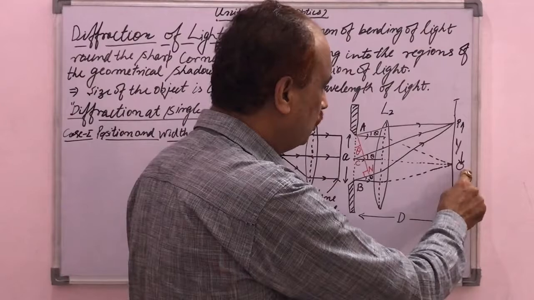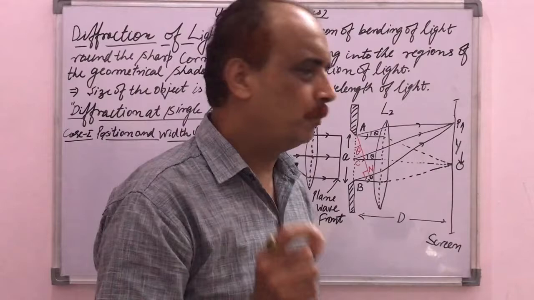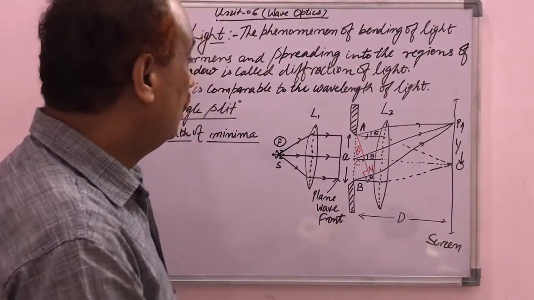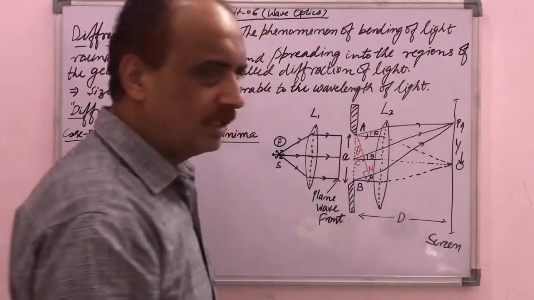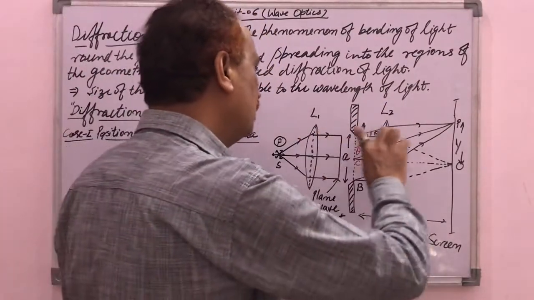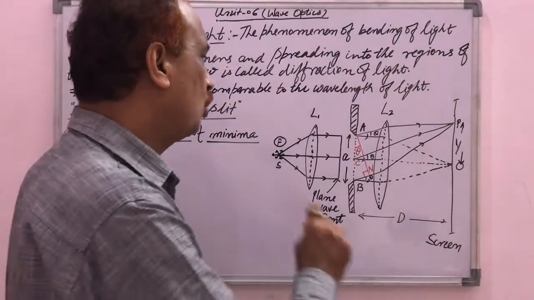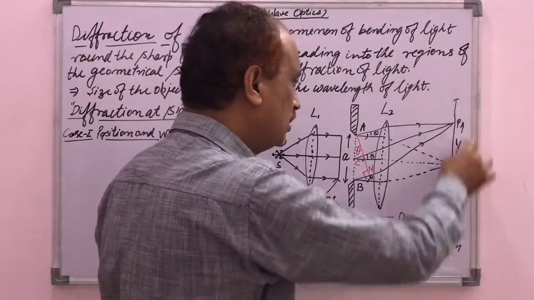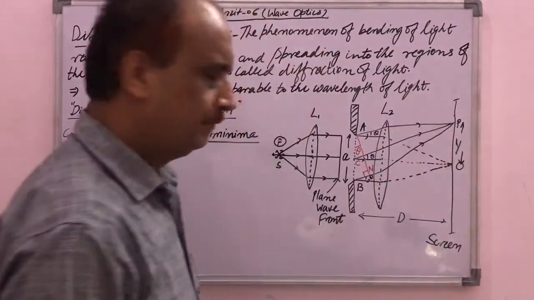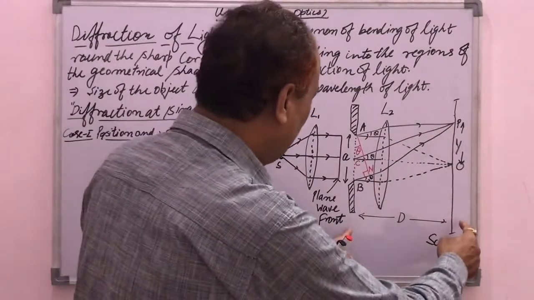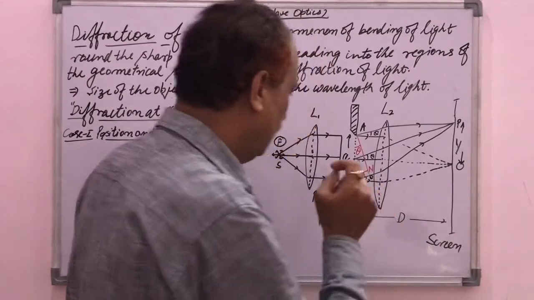are incident on the screen at point O, and at that point a central maxima is obtained. But when the light makes some angle theta, because it is bent by some angle theta, and is incident on the lens L2, this light is brought to focus at the point P on the screen at a distance y from the point O, so OP is equal to y. Similarly, the distance between the screen and the slit AB is equal to D.